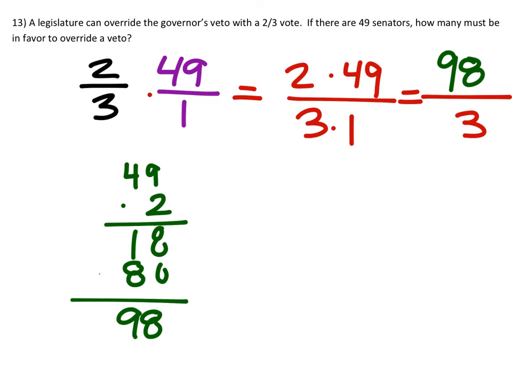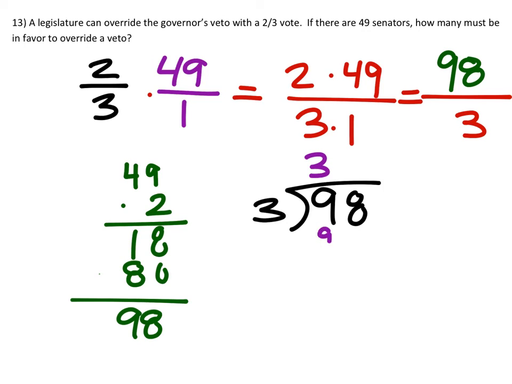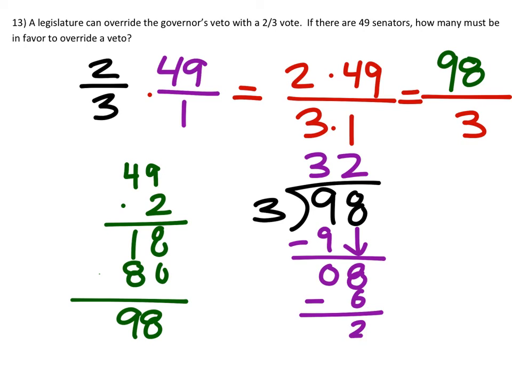Since this one wants how many senators must override the vote, we should figure this out. So I am going to divide these. I've got 98 divided by 3. So 3 goes into 9 3 times. 3 times 3 is 9, so we have none remaining, but we'll drop the 8. 3 goes into 8 twice. 2 times 3 is 6. And I've got 2 remaining. So the question is, right here, I've got 32 with a remainder of 2.